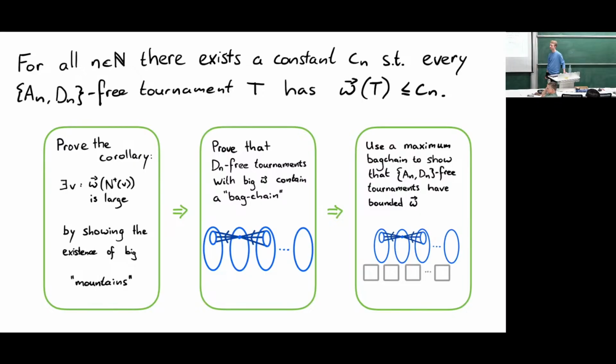I have a question. You said that for tournaments, when the diclique number is large, you have vertices whose out-neighbors have large diclique number. So that's not true for dichromatic number. Is there an easy example where it's not true? No, it's a long proof from the literature.